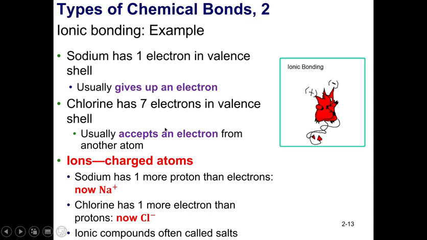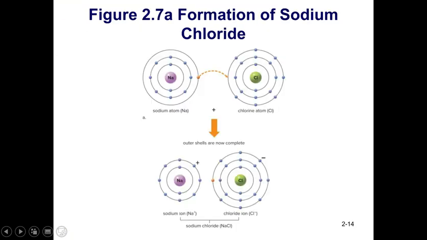Sodium gives up an electron, chlorine gains an electron, sodium becomes positive, chlorine becomes negative. They are of opposite charges. Now they can form an ionic bond. So we have that happening here.